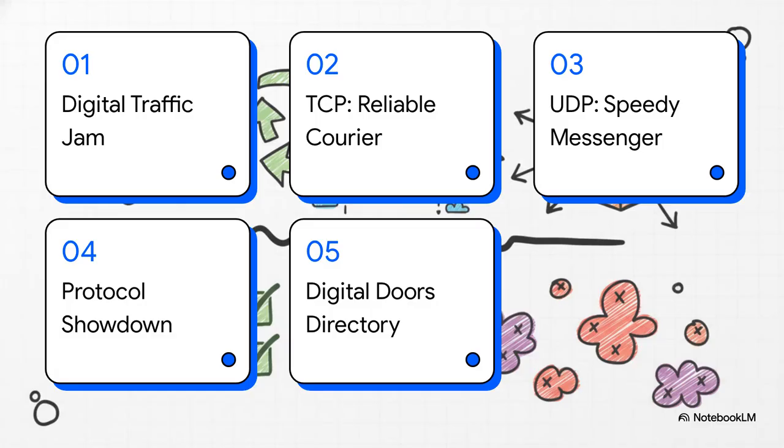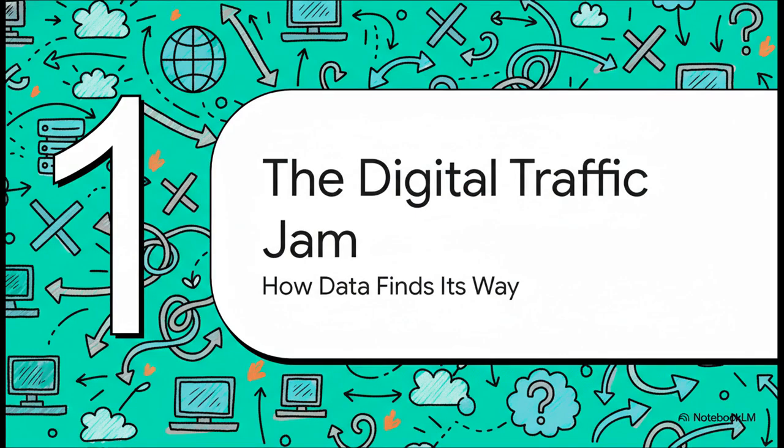So here's the game plan. We're going to start by looking at that digital traffic jam. Then we'll meet our two main characters, TCP, the reliable one, and UDP, the fast one. We'll put them head-to-head to see their strengths and weaknesses, and finally, we'll check out the secret address book that keeps this whole system running smoothly. All right, let's dive right in.